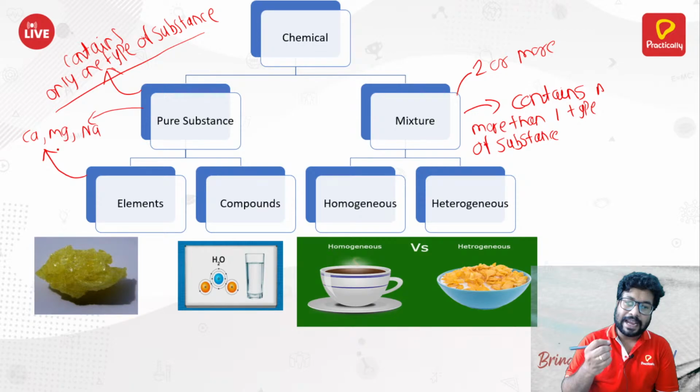Elements are made up of only single atoms. Now, whatever compound you take, it will always have different properties than its constituent elements. For example, H2O is made up of hydrogen and oxygen, right? We know that hydrogen burns. Hydrogen is a combustible gas. And oxygen cannot burn, but oxygen helps in combustion.